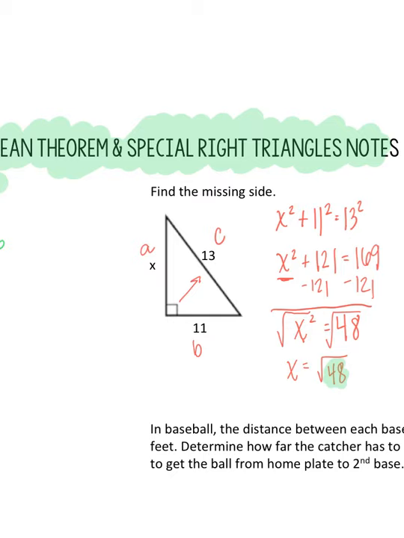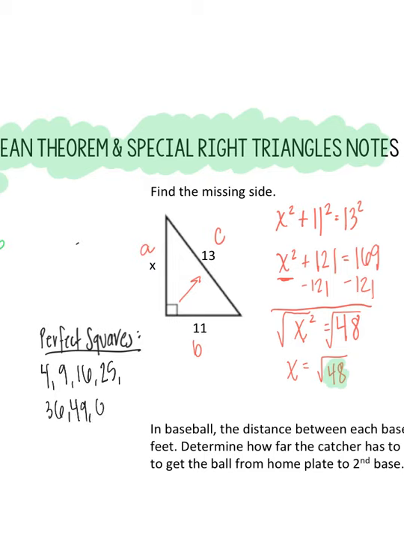Remember your perfect squares that can come out from underneath radicals. Well, 1, but that doesn't usually help us. 2 times 2 is 4. 4 is a perfect square. 3 times 3 is 9. 4 times 4 is 16. 5 times 5 is 25. Then 36, 49, 64, 81, 100, and so on.